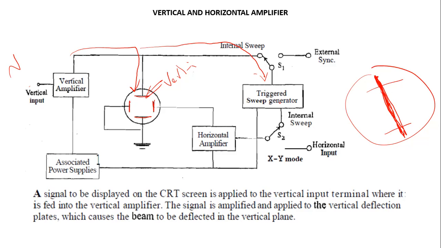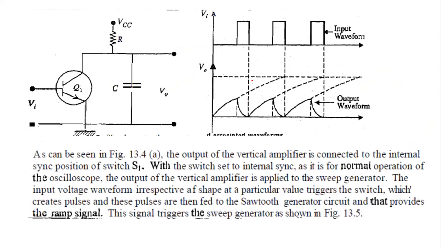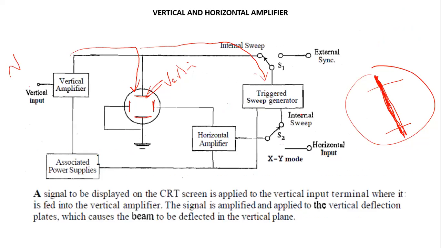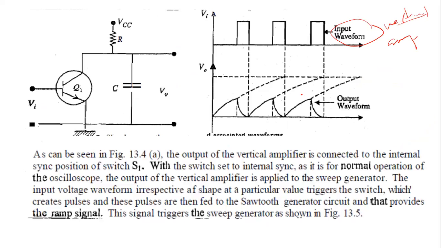What this trigger sweep generator will do is it will take the input from your vertical amplifier. After taking the input from your vertical amplifier, it will convert such kind of input into this kind of sawtooth. So basically this trigger sweep generator is a sawtooth generator. It converts this kind of input, square wave input, into a sawtooth.